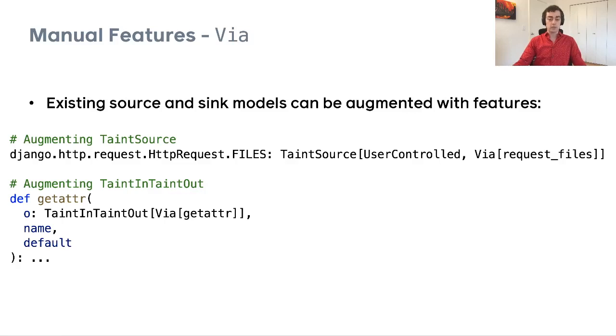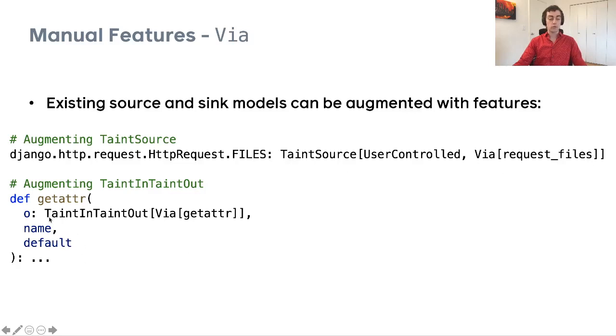You can add features in virtually any place. So, for example, you can add a feature to a flow right at the source where it's declared. Before, we would declare a taint source of user controlled data and just close it here. But instead, we can add a comma and also say via request files. So this is adding a feature to any flow that comes out of this files object.